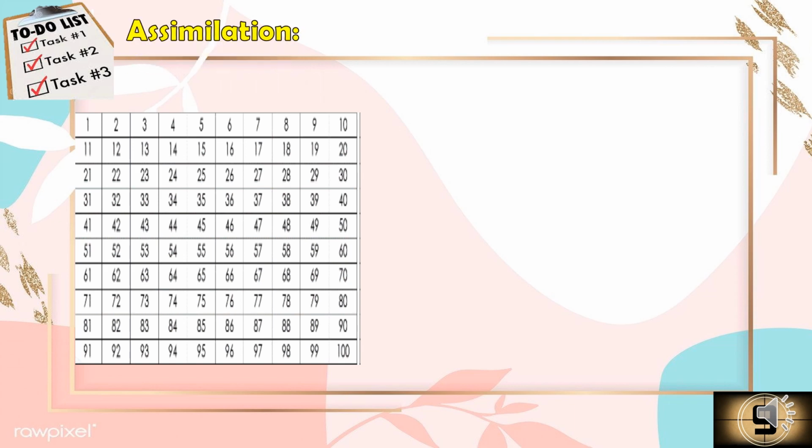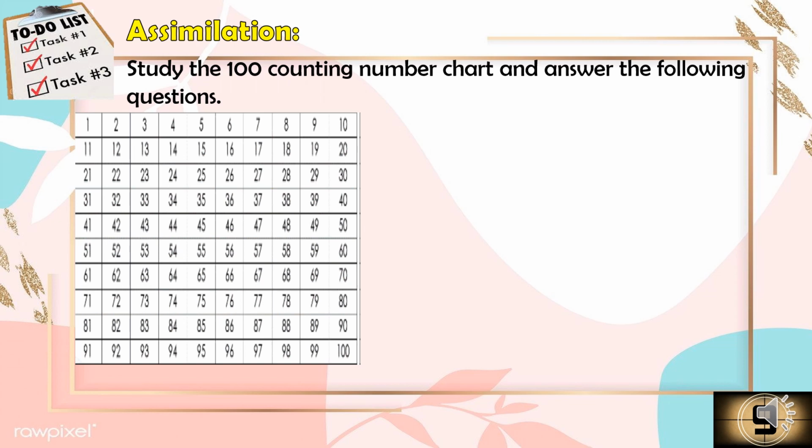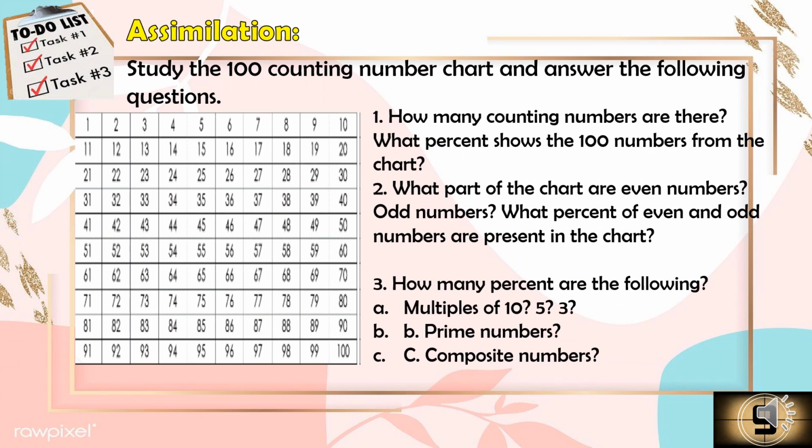So let us have the assimilation. Study the counting numbers and answer the following questions. For number 1, how many counting numbers are there? And what percent shows the number 100 from the chart? Number 2, what part of the chart are even numbers? And then odd numbers. And what percent of even and odd numbers are present in the chart?